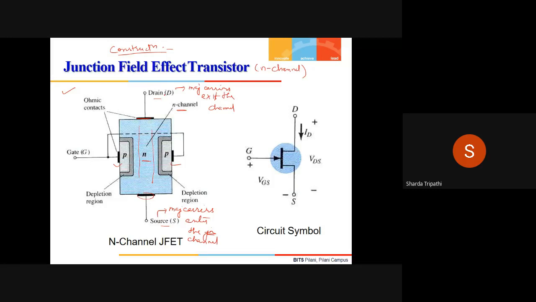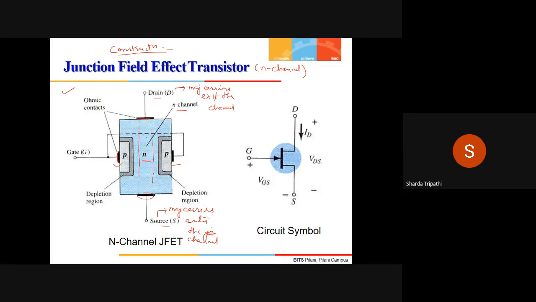It is not like the one at the top is the drain and the one at the bottom is the source. This is not the distinction. The distinction is that the terminal from where majority carriers are entering into the channel is the source, and the terminal from where the majority carriers are exiting the channel is the drain. Then these two P-type materials are internally connected to each other, and through an ohmic contact they are connected to the third terminal, which is the gate.